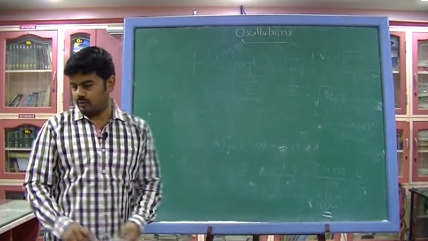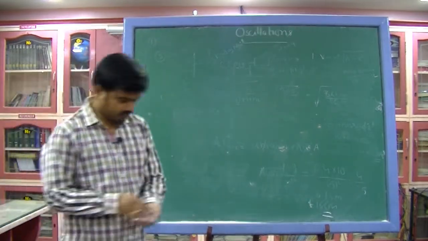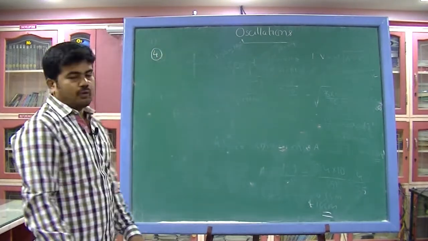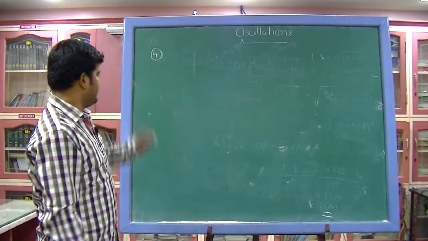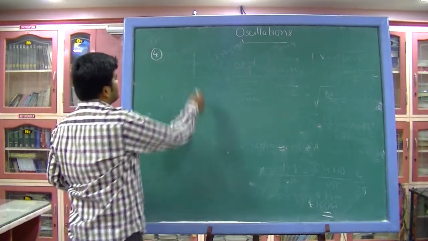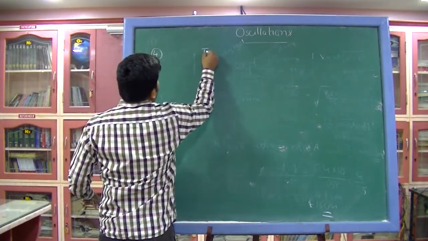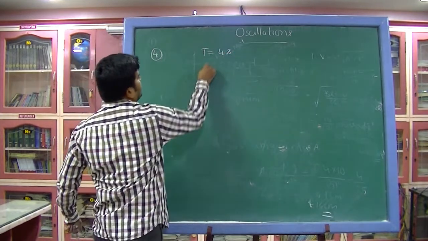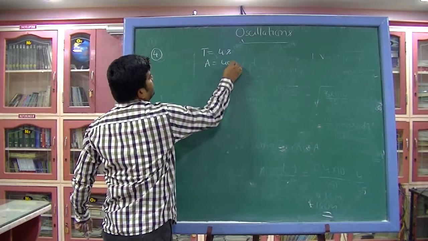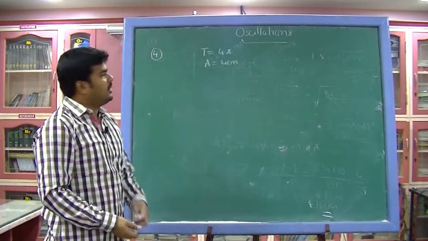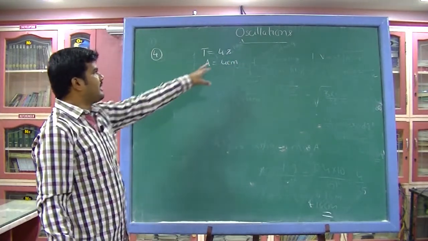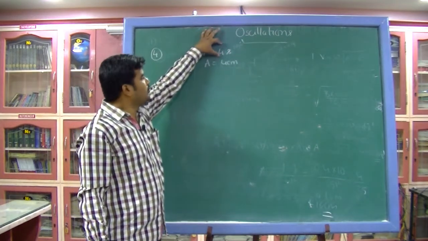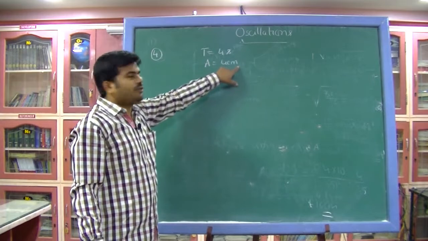So, problem number 4. First let me write the data for the problem, that is the time period of oscillation is 4 seconds and amplitude is 4 centimeters. A spring mass system is oscillating with a time period T equal to 4 seconds and amplitude 4 centimeters.